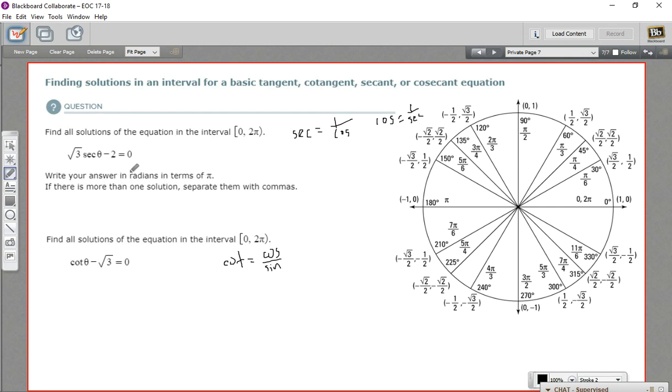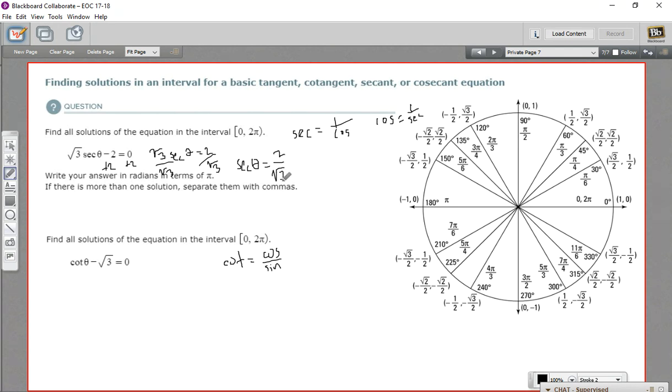The next step here is to go ahead and solve these equations. This first one, we're going to need to add 2 to both sides. When I say solve, I mean solve for the trigonometric part. So we're going to solve for secant of theta. So this first step gets us square root of 3 times the secant of theta equals a positive 2. And then we just divide by the square root of 3, and we get the secant of theta equals 2 over the square root of 3.